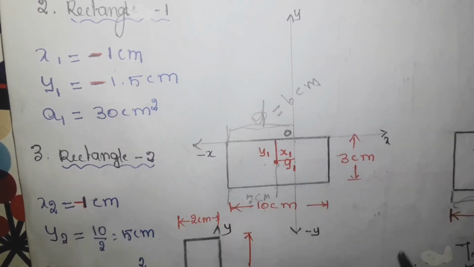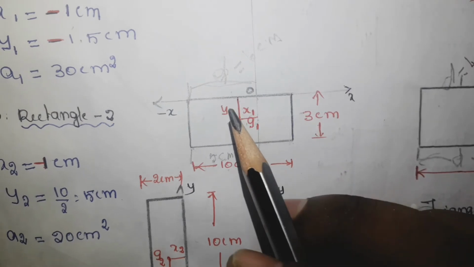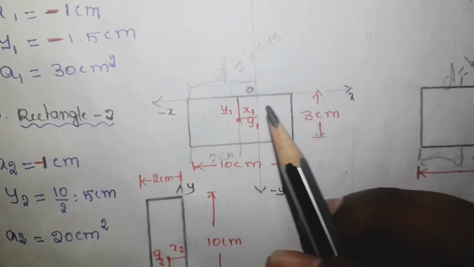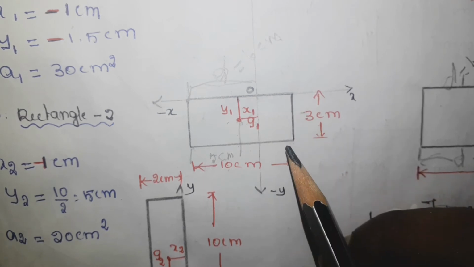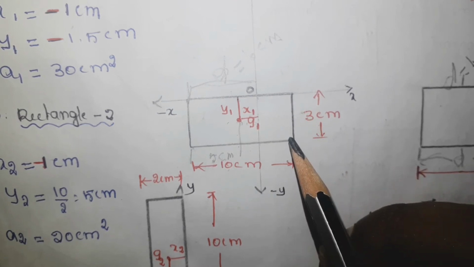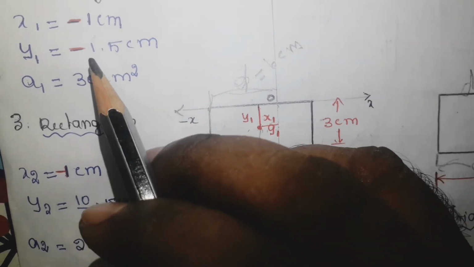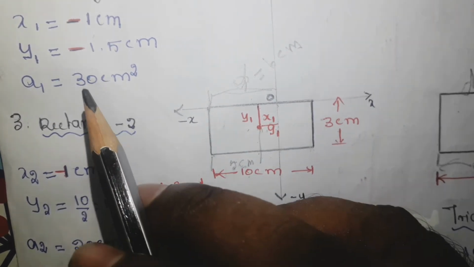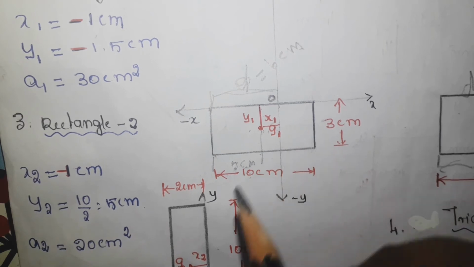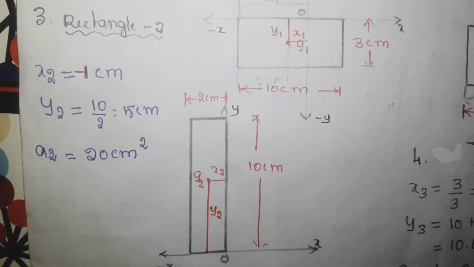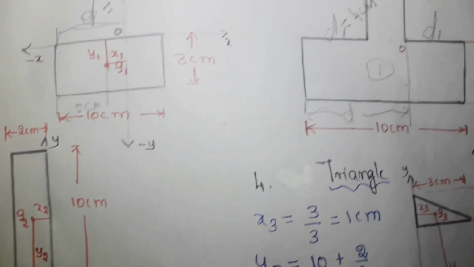Now I am going to find the value of y1. So this is x axis and this is g1. It is nothing but half of this one, half of this 3. So 3 by 2, which is equal to 1.5 centimeter. Since it is in third quadrant, it is minus. Then area, it is nothing but the multiplication of these two, which is 10 into 3, 30 centimeters.